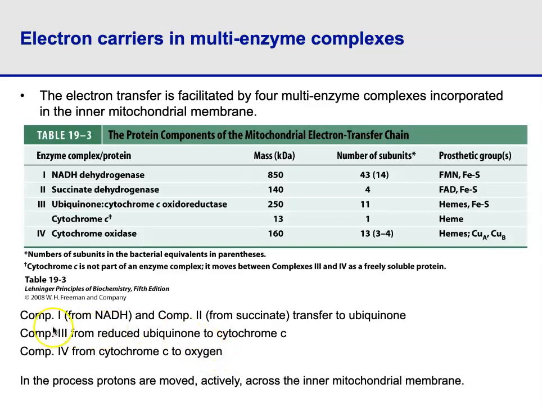Now, during this transfer process, not in every stage, but in most stages, protons will be moved across the inner mitochondrial membrane into the intermembrane space between the outer and inner membrane. And these protons will be moved against their concentration gradient. This is going to be an active transport. And then once that gradient is generated, later on it will be used by ATP synthase to generate ATP.